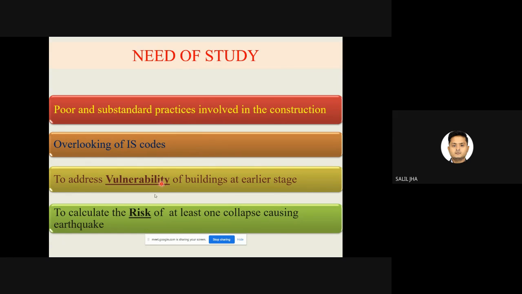Incorporating the technical parameters available in IS codes such as 1893 and 4326, etc., and conforming them with FEMA P154 2015, a comprehensive scoring strategy for the risk assessment of earthquake-caused collapse needs to be developed.